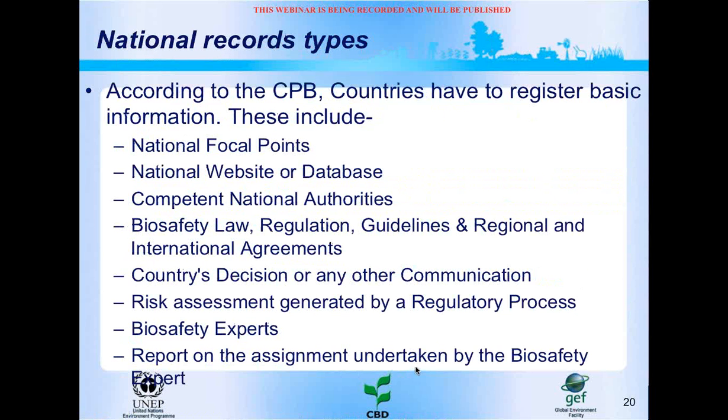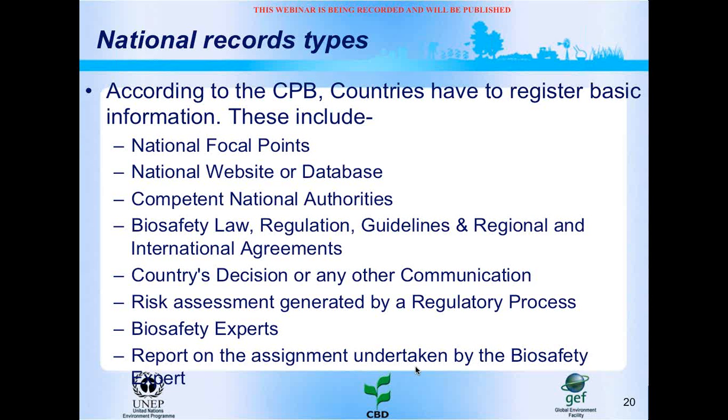What are the types of national records? We've spoken of national records. There are different types of national records. According to the Cartagena Protocol on Biosafety, countries have to register basic information. This is information such as the national focal point, their national websites or databases regarding material that is relevant to the protocol, living modified organisms.